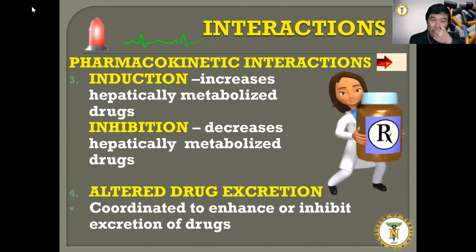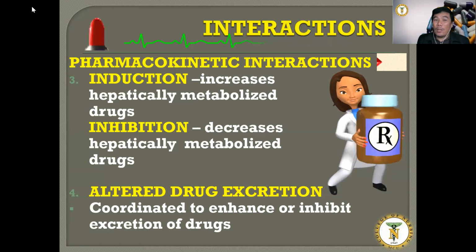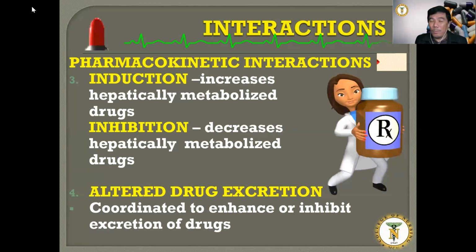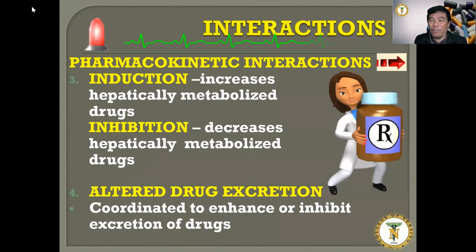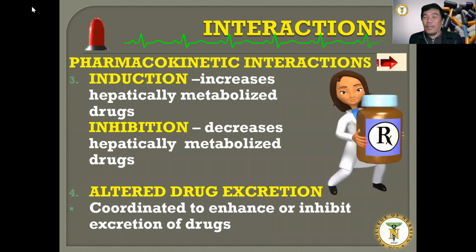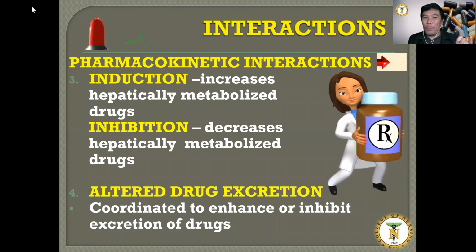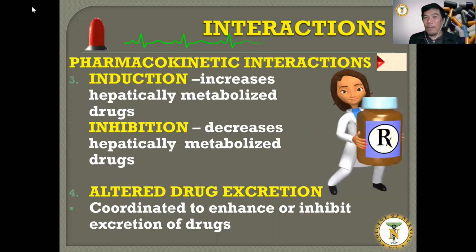Tapos pag inhibition naman, these are drugs that decrease hepatically metabolized drugs. Ibig sabihin, class, obviously ang induction is the one na mabilis ang metabolism if our route is intravenous, intraosseous, pero yung mga most ang decrease ang metabolism ng drugs are taken via oral kasi it will pass through different phases pa before it will reach to the plasma. So again, the most common that we may identify here, pag induction increases hepatically metabolized drugs, pag inhibition decreases hepatically metabolized drugs.